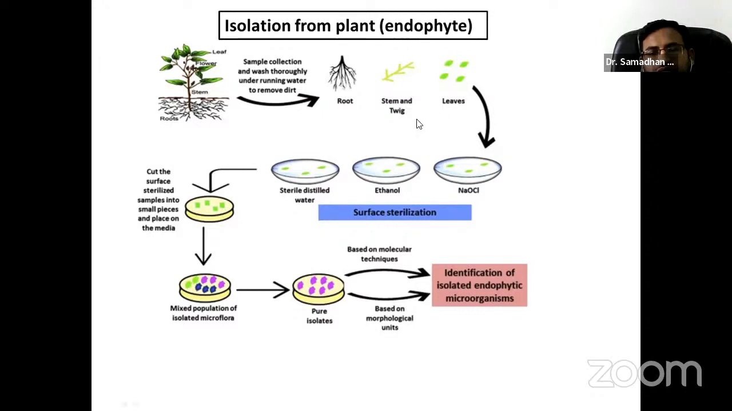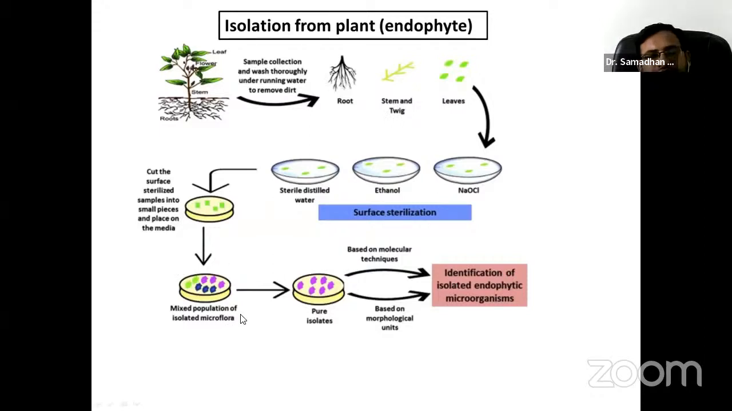The root, stem, twigs, and leaves should be washed with water first. Then follow the same procedure we saw earlier: sodium hypochlorite solution, then 70% or 90% ethanol, 2% sodium hypochlorite, then sterile distilled water. After washing with sterile distilled water, cut the plant material like leaves, root, and stem into pieces and place them on the respective media.